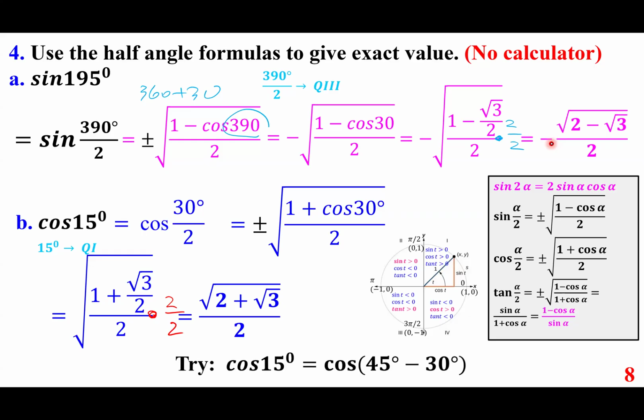I would say try cosine of 15 is cosine of 45 minus 30 in that format also. Different ways of doing it. This is another way of doing it, which is interesting. Using sum and difference formulas, in this case, of course, the difference formula.